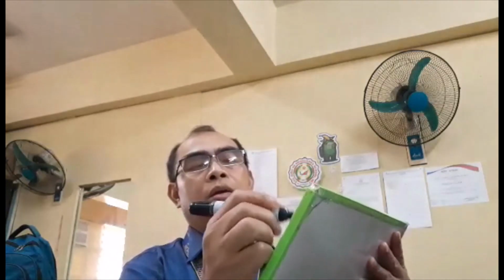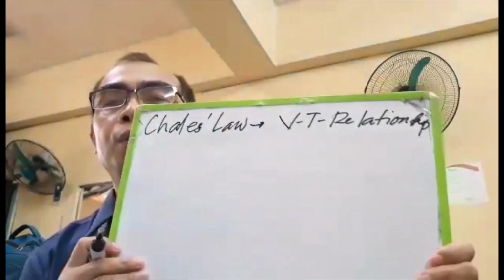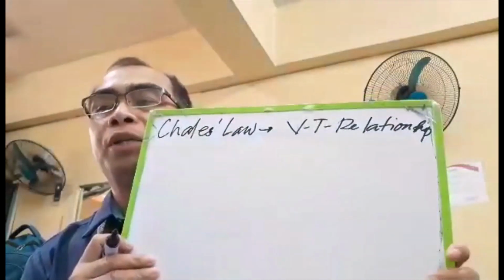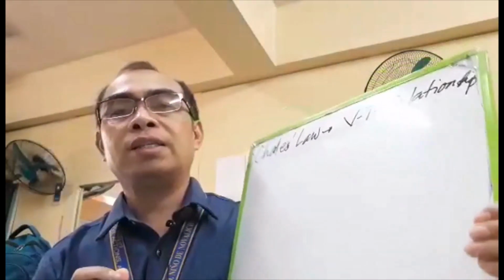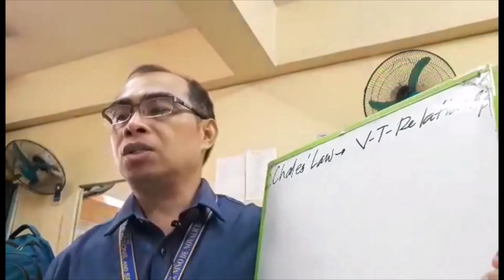Charles law, or known as the VT relationship. Okay? So we have Charles law. Charles law is known as the volume temperature relationship. So what is this Charles law all about?